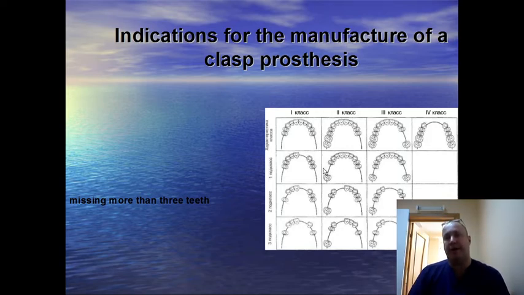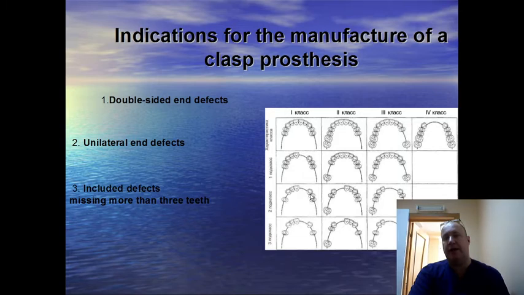Also, we can make clasp prostheses even with a very complicated defect, when we have, for example, bilateral end defects and an included defect in the front part. So, double side end defects, unilateral end defects, including defects missing more than three teeth, as I have already said.